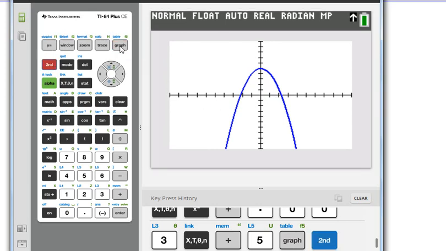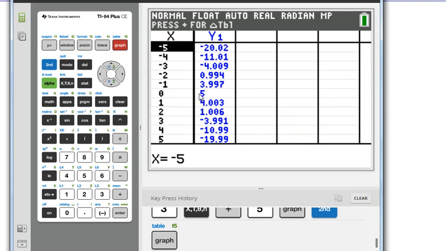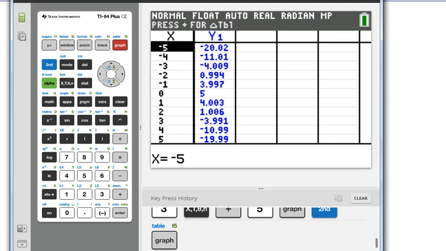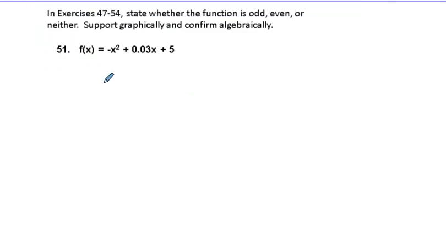But let's go to the table view here, and if we look carefully, f of negative 1 is 3.997, and if this is an even function, f of 1 should be exactly the same. But we see that they are apart. They are 6/1000ths off when we subtract. So they're not the same. This is close to a function with even symmetry, but not exactly even symmetry. So we say neither.